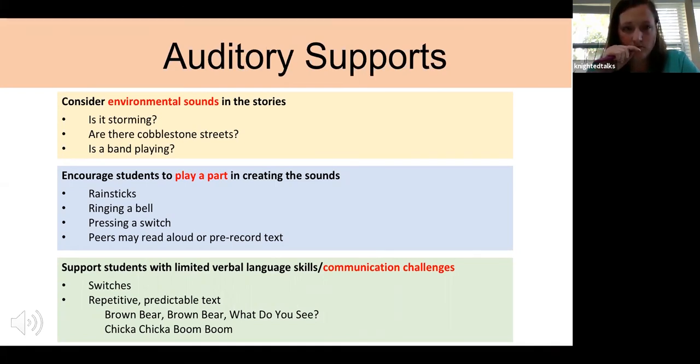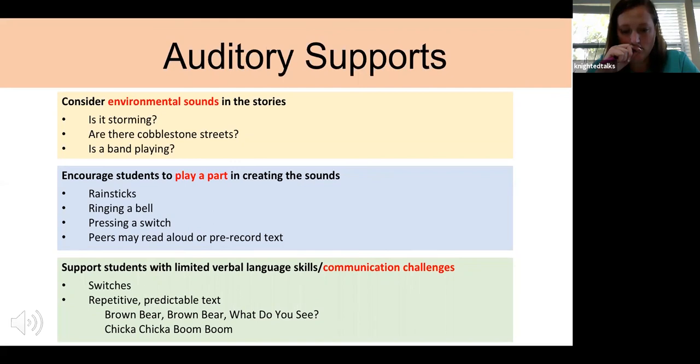So again, we're going to talk a little bit more about switches in one of our other presentations, but switches are just where the child can press down and a sound will be pre-recorded for them so that they have the option to take part in the telling of the story.